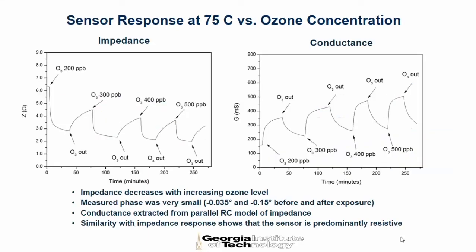Now these are the cycling. Here I cycle from 200 parts per billion, then remove the gas source, remove ozone, and it goes up. So the baseline is here. When you have the ozone, because it's an oxidizing agent, the conductance will increase, or the resistance will decrease. Sorry, I said it the other way. Conductance increases, the resistance decreases. So the impedance will go down with ozone, and then when you remove the ozone, it comes back up.